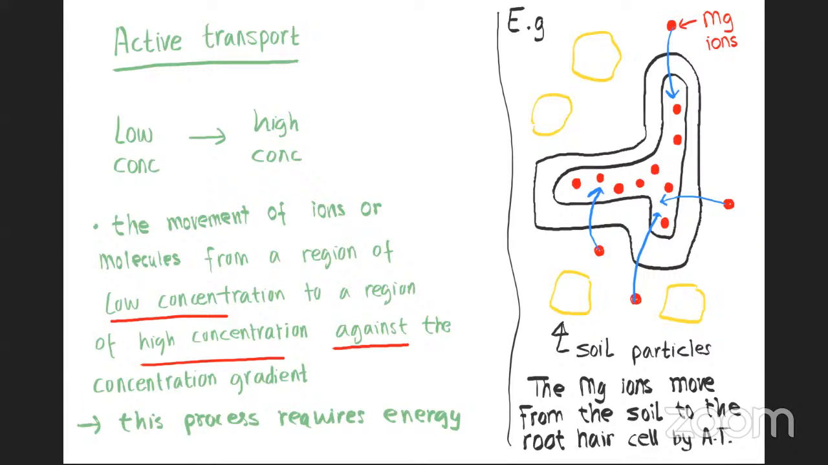Active transport is the movement of ions or molecules from a region of low concentration to a region of high concentration. Diffusion is the movement of molecules from high to low concentration. Osmosis is the movement of water molecules from high water potential to low water potential. So high to low is diffusion and osmosis, and active transport is low to high.